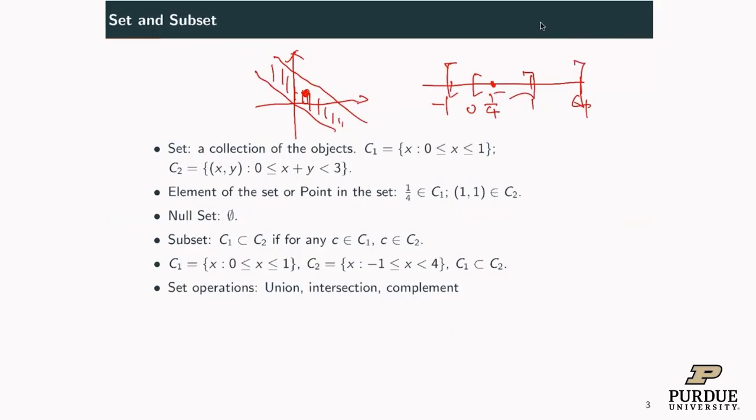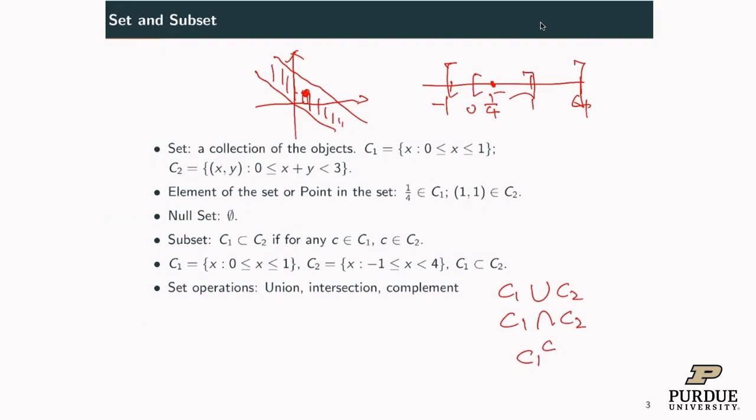We can define all kinds of set operations, for example, union, intersection, complement. C1 union C2: you just put all the elements together. C1 intersection C2: the common elements of C1 and C2. C1 complement: the elements which are not inside C1.